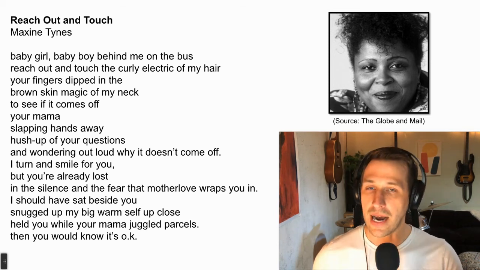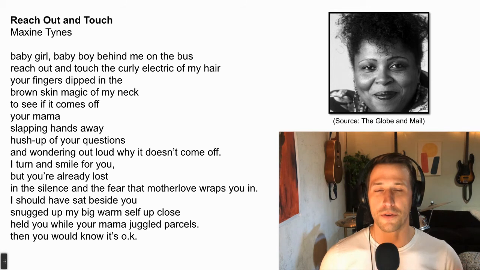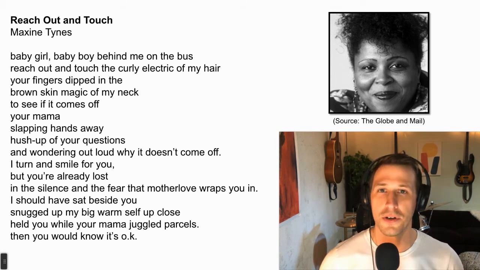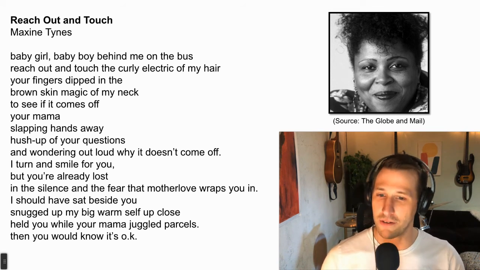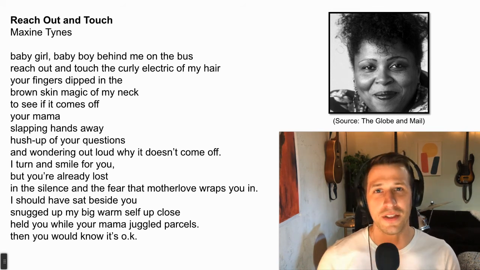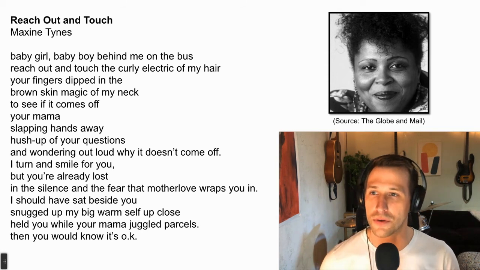So, after our first read through of this poem, we've read it through slowly. I don't know if you noticed when I was reading, there's a couple complex phrases in there. I found myself stumbling over "snugged up my big warm self up close." There's a little repetition in there. There's some interesting phrases to work through.